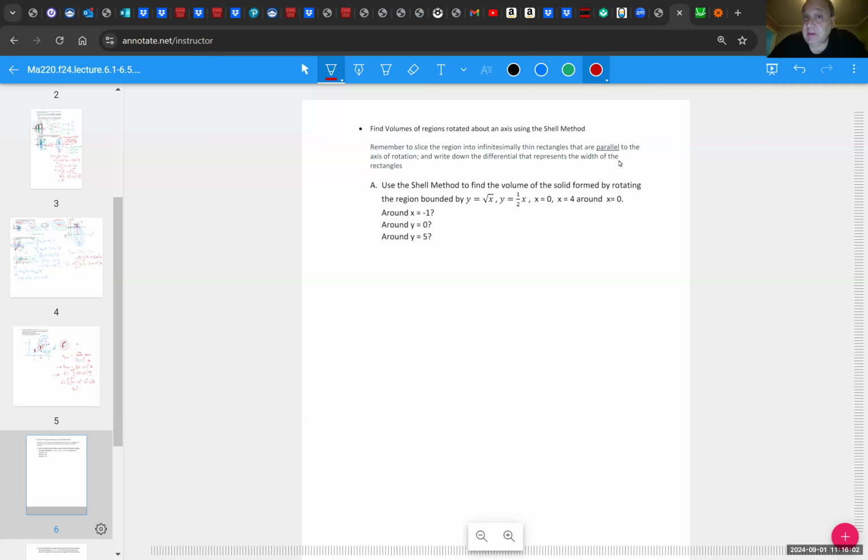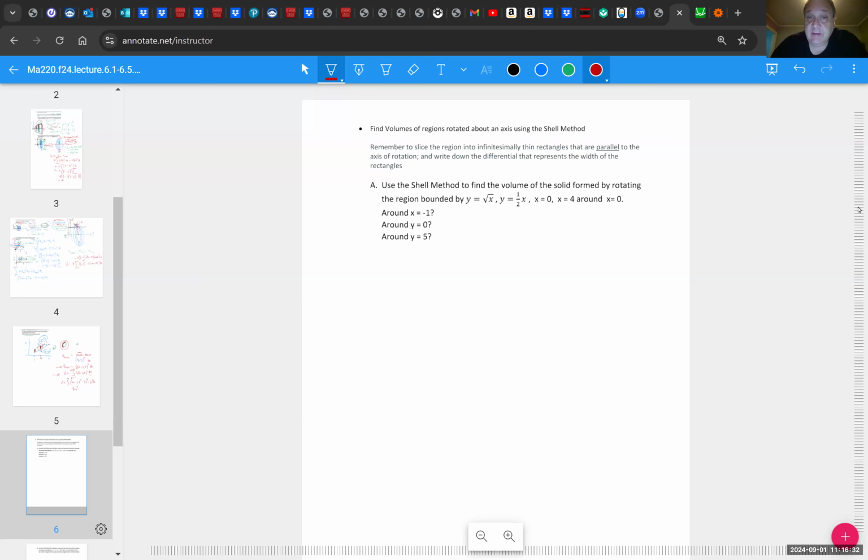Our strategy will also be just like before in 6.1 and 6.2, to slice our region into infinitesimally thin rectangles. To do the shell method, we're always going to slice the rectangle parallel to the axis of rotation. We're going to write down the differential that represents the very small width of this rectangle, and then we're going to go from there and find the volume. Let me show you what this looks like on a couple of examples.